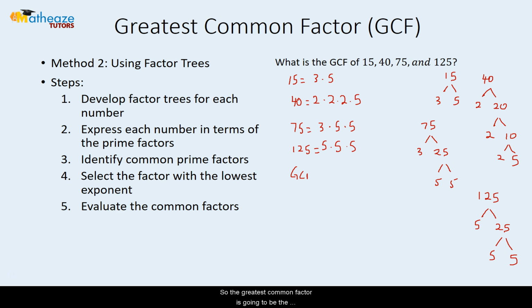So the greatest common factor is going to be the numbers that appear in all 4 numbers. So here we have 3 and 5. So we've got a 5. There's no 3 anywhere else except 75, so we ignore that. So we see 5 appears for 15, for 40, for 75, and for 125. So the GCF is going to be equal to 5.